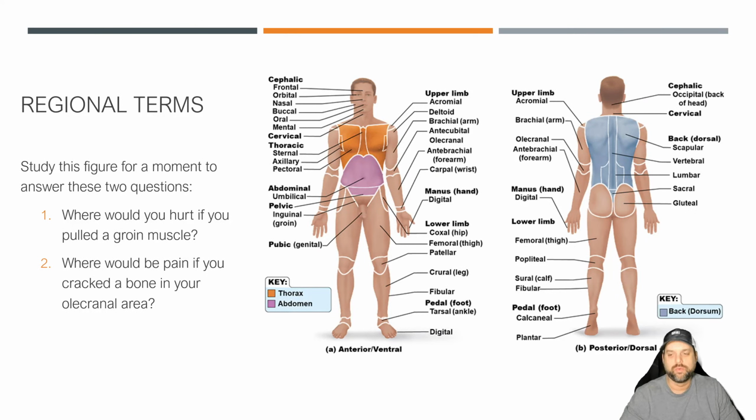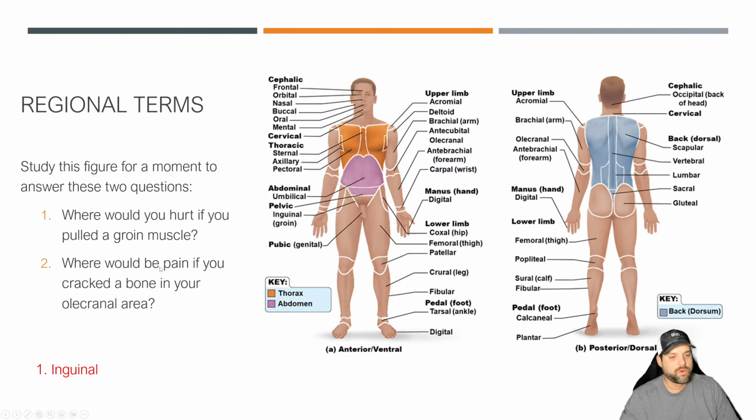I'm not going to go into each one of these, but this is a good indicator of what you would need to look at and know in the medical field. So what you would do is study this figure for a couple moments and let's answer two of these questions. The first one here, where would you hurt if you pulled a groin muscle? Everybody knows the groin is in this location, right? So the groin location is called the inguinal area, because that points right here.